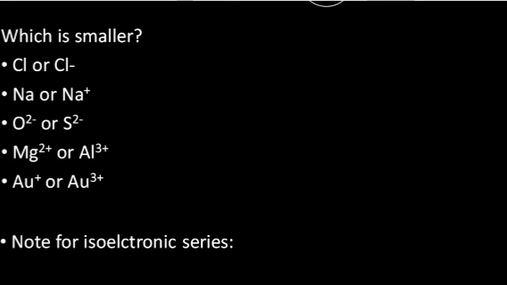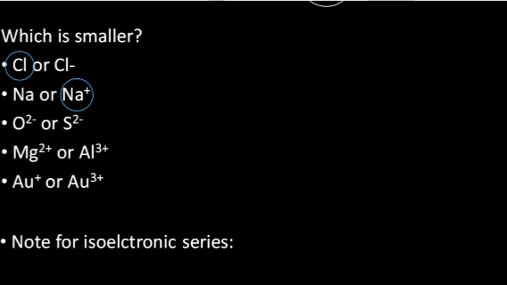Chlorine or chlorine minus, which one is smaller? With the negative ions, we know if you increase the number of electrons, you increase the size. Therefore, the smaller one is the parent, the chlorine. Between the sodium and the sodium plus, which one is the smaller one? We look for which one has a bigger positive. So sodium plus, bigger positive, therefore smaller atomic size.